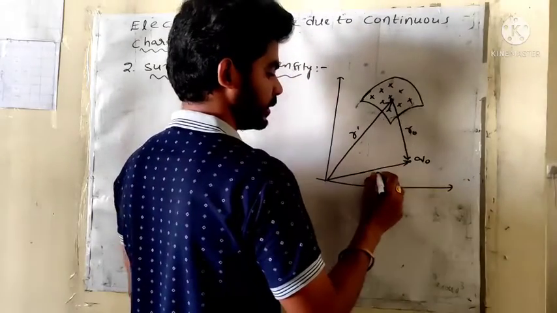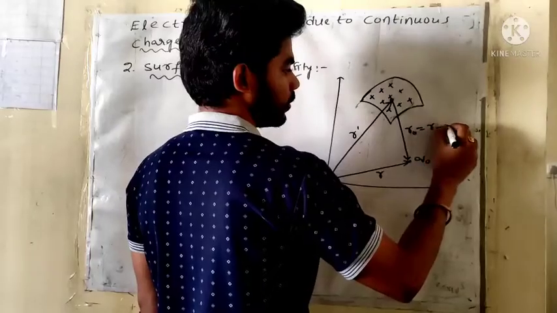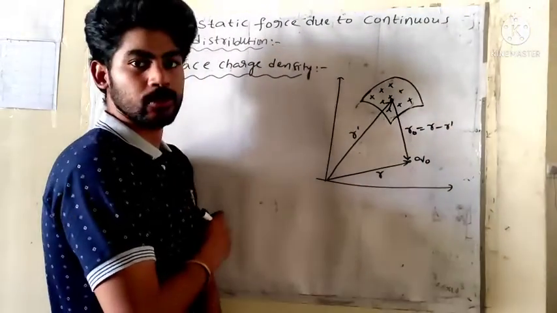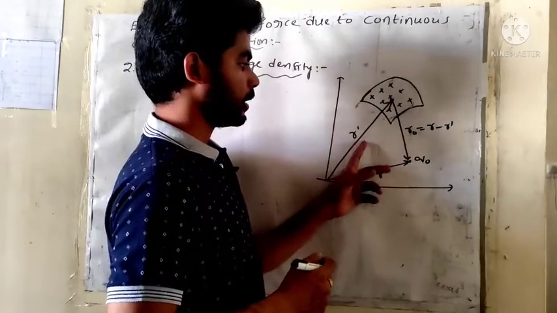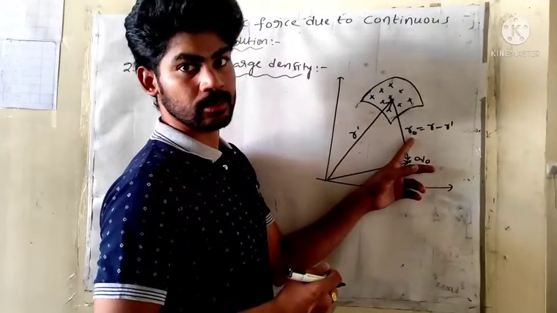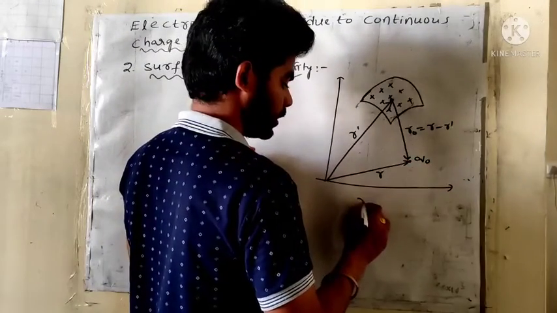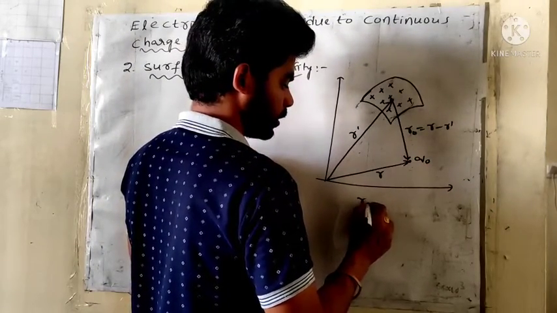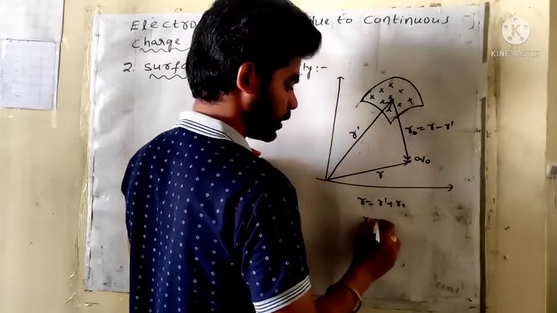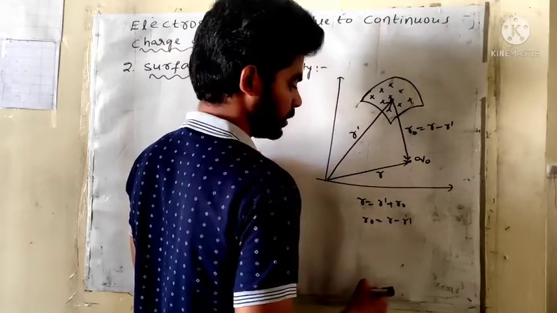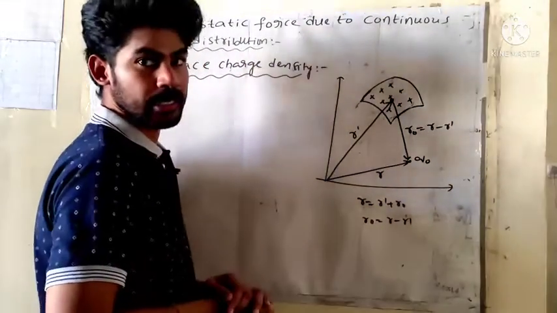Now this is the resultant. The resultant we are considering: r naught is equal to r minus r dash, because r is equal to r dash plus r naught. I need the r naught value, so I am writing r minus r dash only.